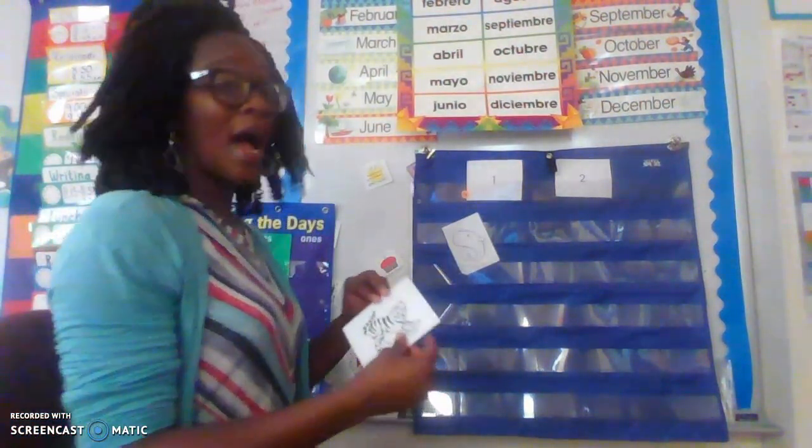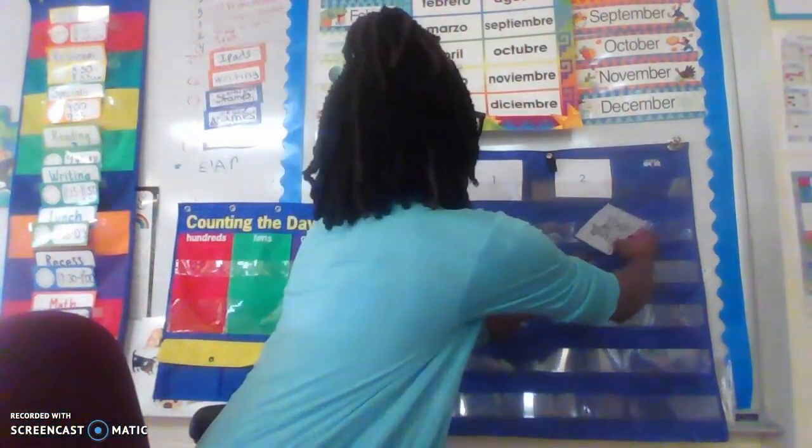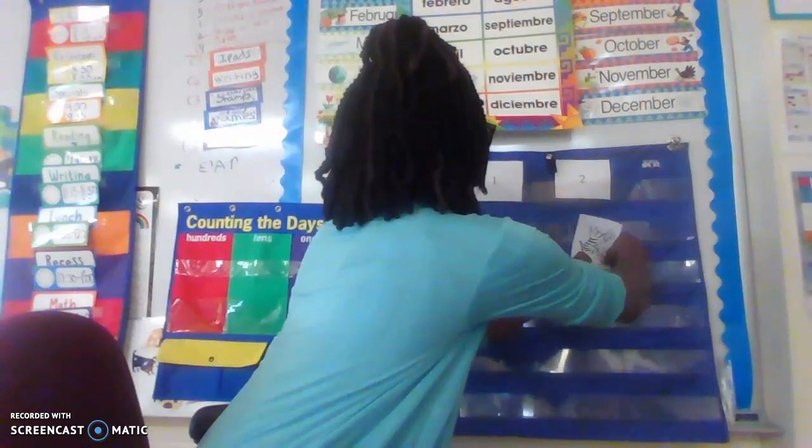Now I'm going to pick up another picture. This is a tiger. I'm going to put this down. I'm going to say and clap. Tiger. I clap my hands 2 times. So that means there are 2 syllables in this word. So I'm going to take the picture of the tiger and I'm going to place it underneath the number 2 because I heard 2 parts inside that word.